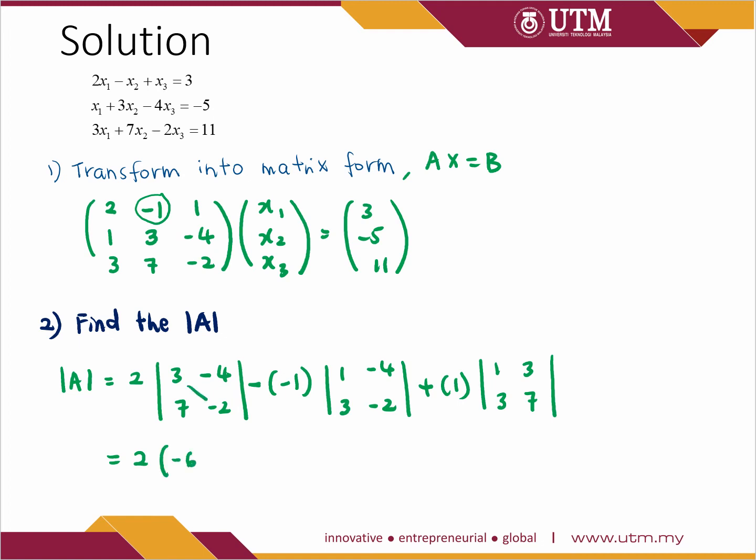Then we find the determinant of this matrix. Negative 6 minus negative 28, plus negative 2 minus 12, and the last one will be 7 minus 9. So the determinant of matrix A will be equal to 52.